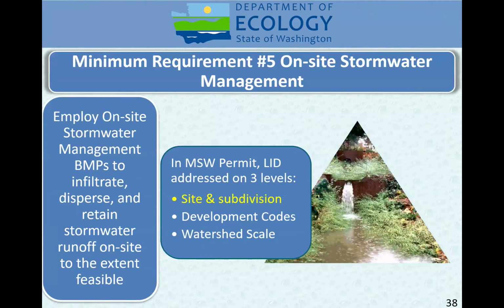So minimum requirement number 5 is our on-site stormwater management minimum requirement, where we need to employ on-site stormwater management BMPs to infiltrate, disperse, and retain stormwater runoff on-site to the extent feasible. And in the municipal stormwater permit, we're addressing this on 3 different levels: site and subdivision, which is the one I'm going to be talking about; development codes, which are things that you as a jurisdiction need to have; and on a watershed scale, which we're starting to get into a little bit more now than we were.